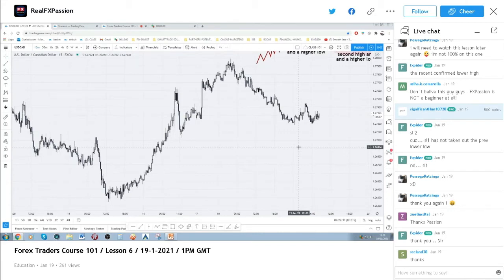Should we buy the uptrend or should we sell the downtrend? Everybody? This question is for you, my friend. USD CAD 15 minute chart. Should we buy the uptrend? Should we sell the downtrend, everybody? What should we do?